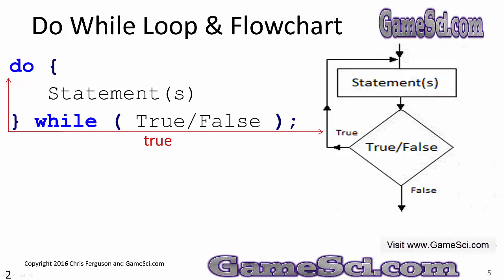So we pop back up to the do statement. From the do statement, we always go in and execute this block of statements. You don't get a choice. Every time you reach this do statement, you're going to come down and execute these statements right here.